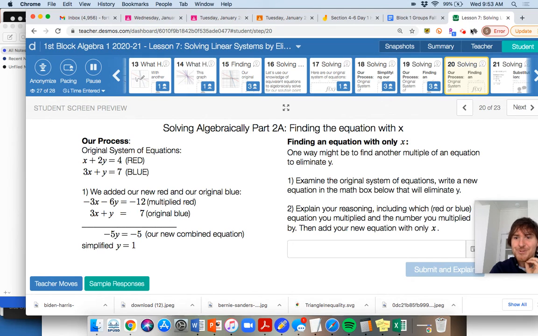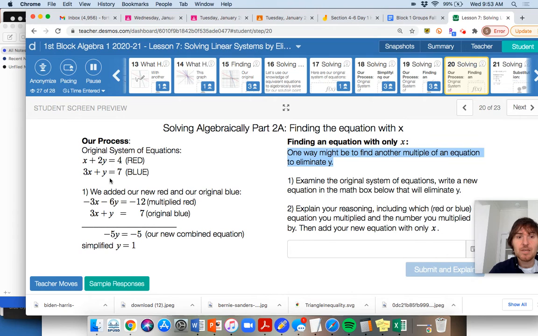All right, we're getting closer to third block here, so I got to bounce a little pretty soon here. Let's see here. We might be able to find another multiple of an equation to eliminate y. So this is just like another way of solving. This is going to go through another one here to get rid of y. Original system, another multiple. Write a new equation in which we will eliminate y. Okay, so here you're getting some practice doing this a little differently, okay?